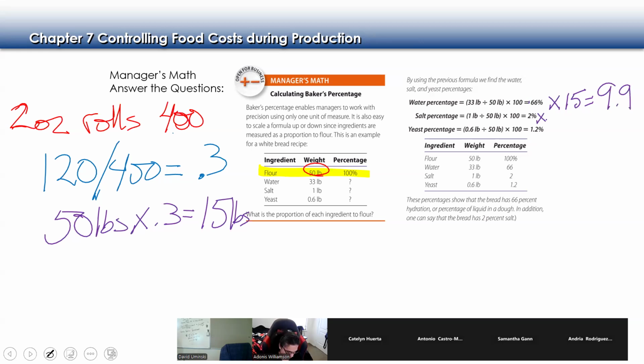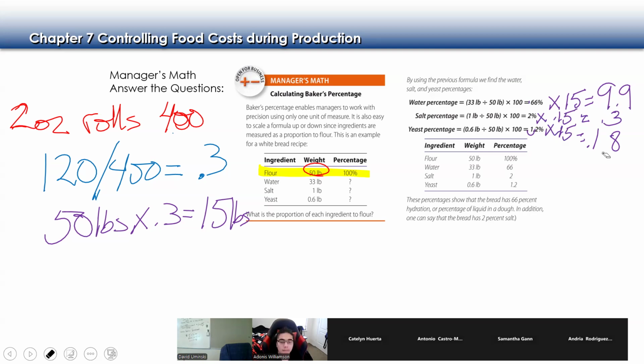What is 15 times 0.02? 0.3. And then 1.2%, so that's 0.012 times 15. Let's double check something: 0.18. So 0.18. Got it. Okay, that makes sense. Cool.